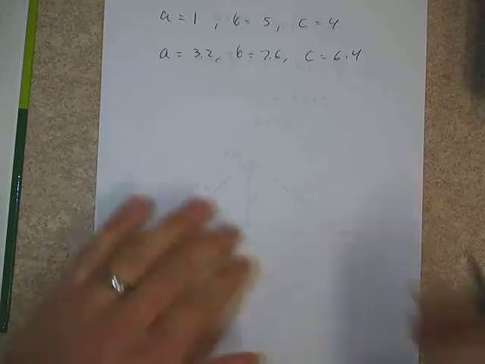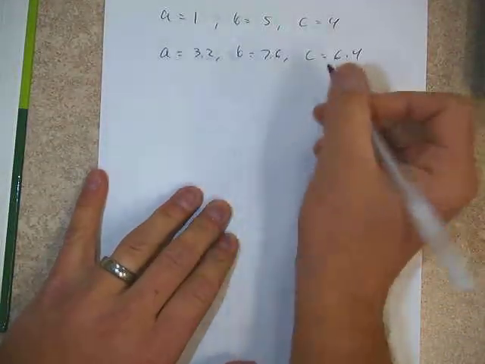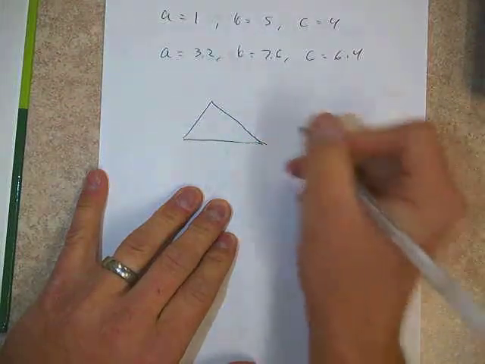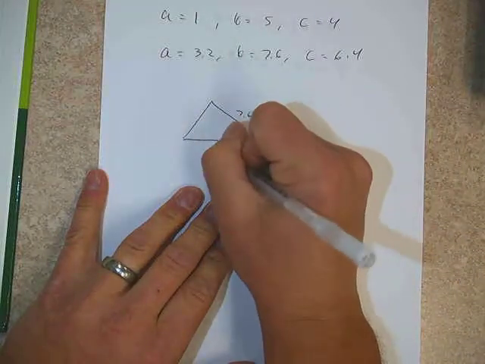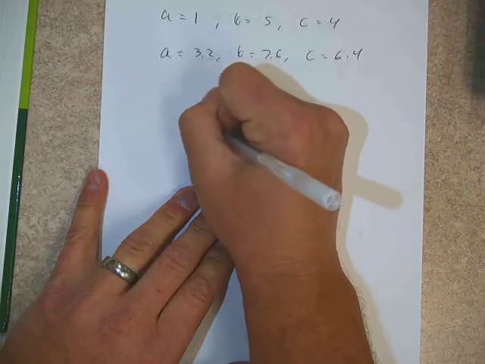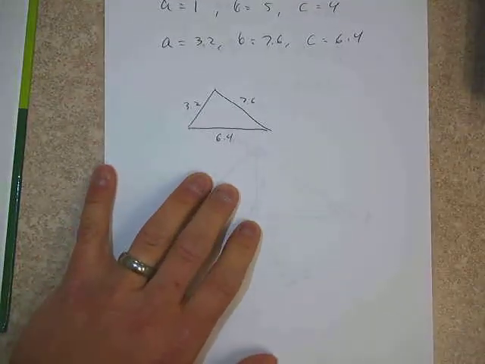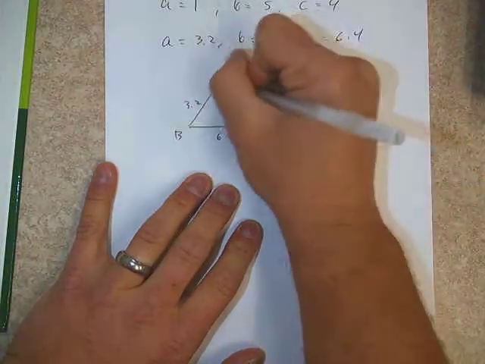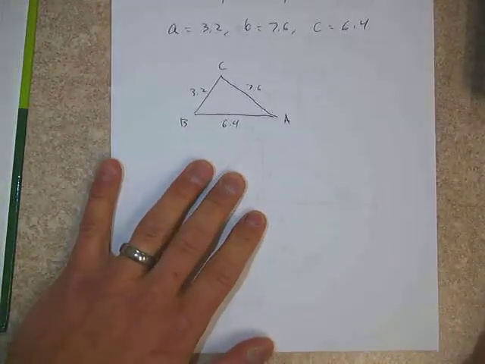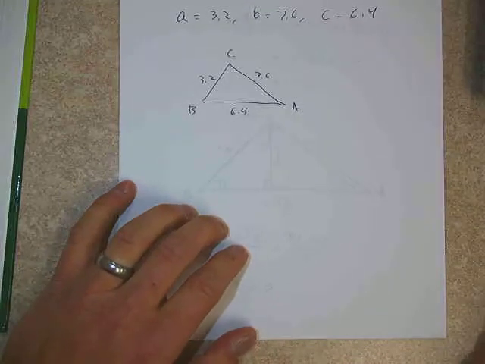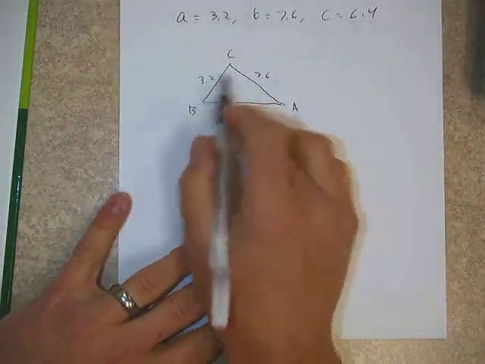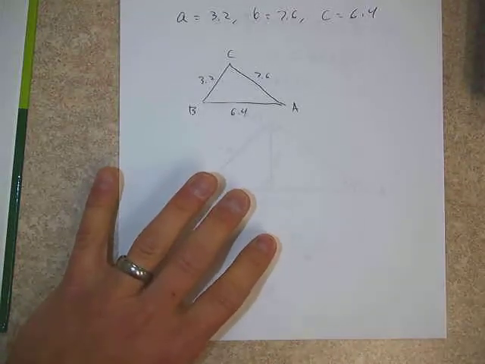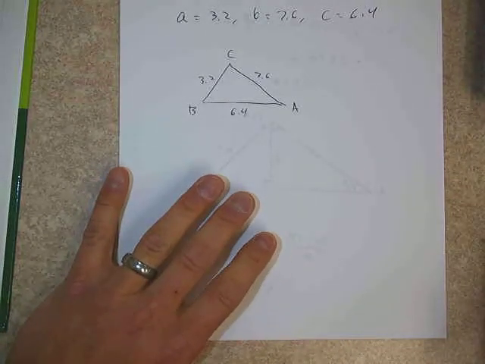But as we saw in the previous example, when we try to set up an equation with side, side, side, we're going to have two missing angles, which means two variables in our law of sines. So the law of sines is going to be no good. Instead, I'll draw my triangle, the bottom one first: 7.6 here, 6.4 here, 3.2 here, so it at least looks close to scale. That would be angle B, angle C, angle A.